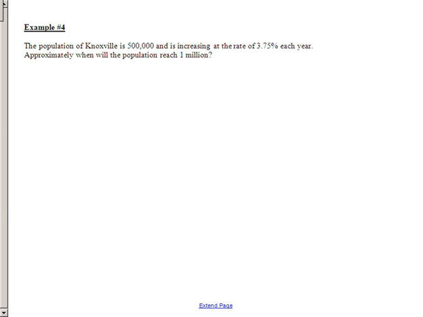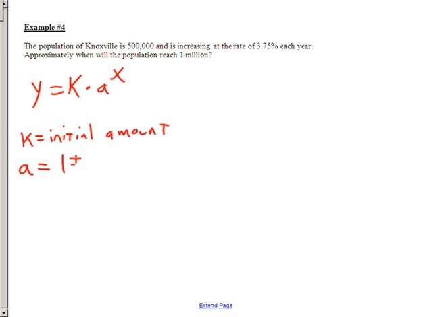one way to remember how to attack these problems is, yes, we have to use this formula right here. K times a raised to the x. And what we want to know is that k is the initial amount, and a is either going to be 1 plus or minus the rate. It depends on if it's an exponential growth or an exponential decay. In this problem, it's an exponential growth. So here's how we would set this up. We're starting with 500,000. We want to get to 1 million.